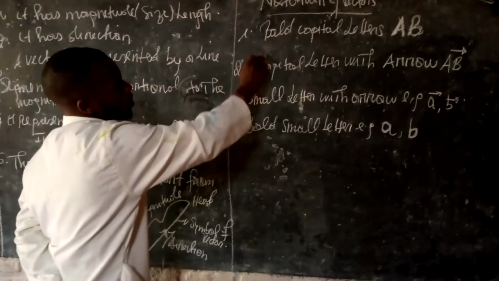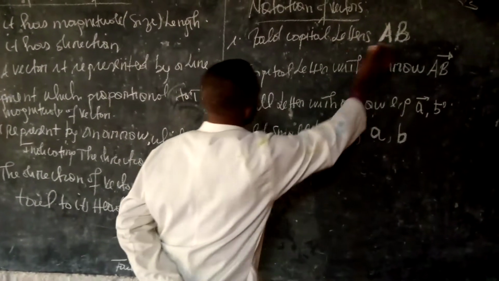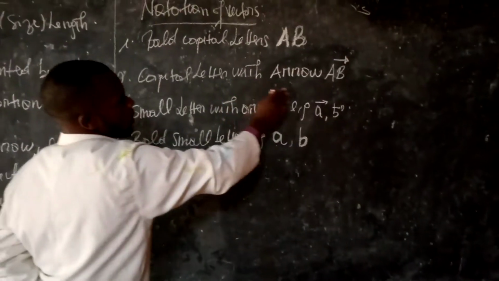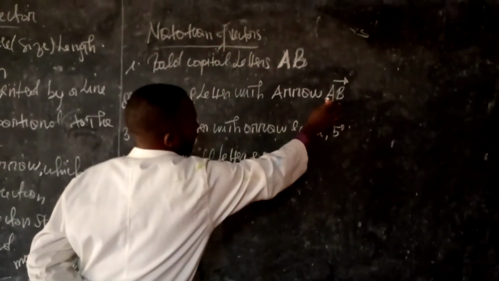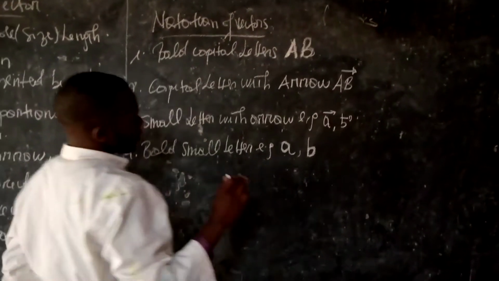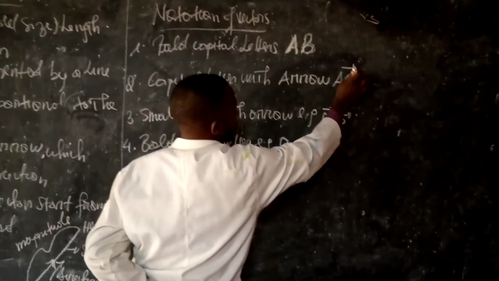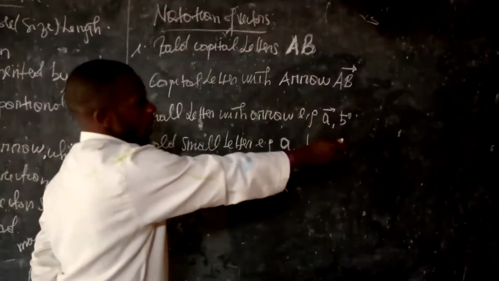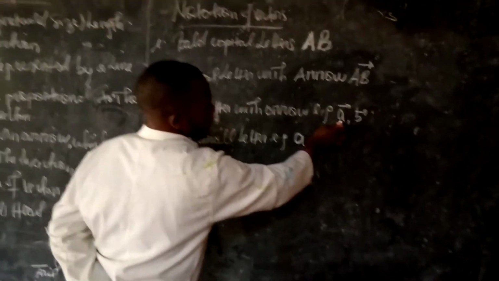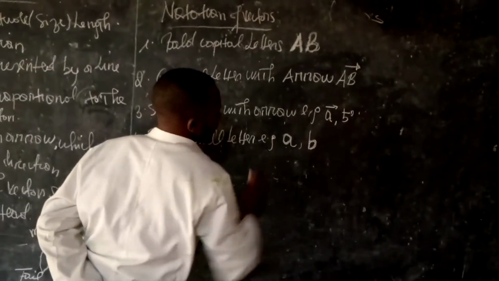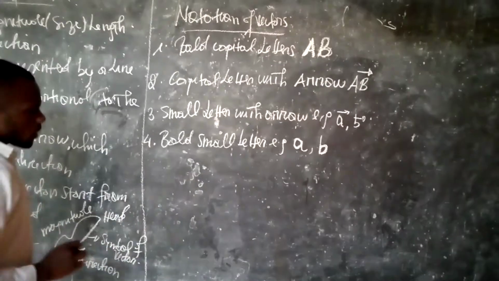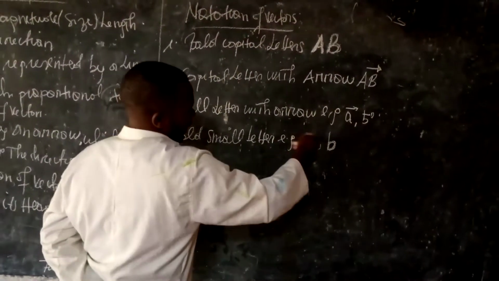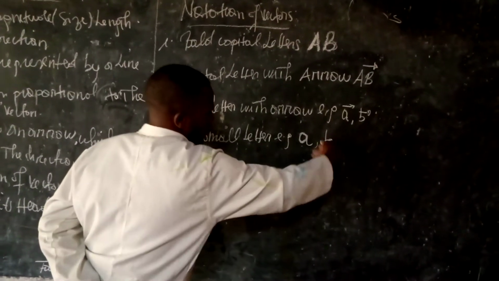The first way is you can use a bold capital letter like this one. The second, you can use a capital letter with an arrow, and this arrow indicates direction. The third one, you can use a small letter with an arrow, for example a with an arrow, b with an arrow. The last one, you can use a bold small letter, for example this bold a, or this bold b.